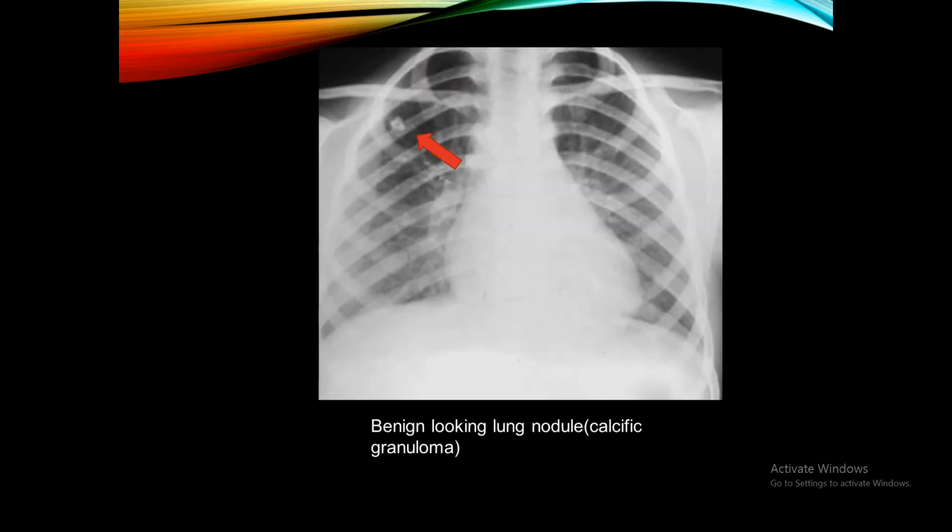This chest X-ray showing calcified lung nodule seen in the right upper lung zone. It's a benign nodule, and here it's due to the granuloma of TB.